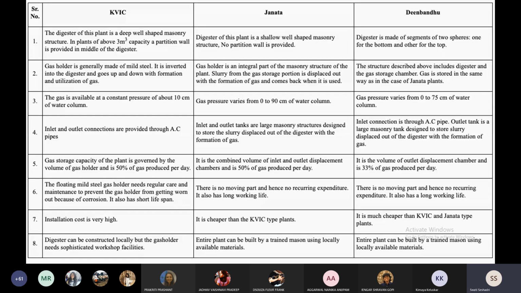Prakriti has requested to repeat the calculation for the reed bed once. Okay, the reed bed calculation I told you: for the kind of capacities that you're designing, you can go for a 10 meters by 1 meter stretch of plantation.